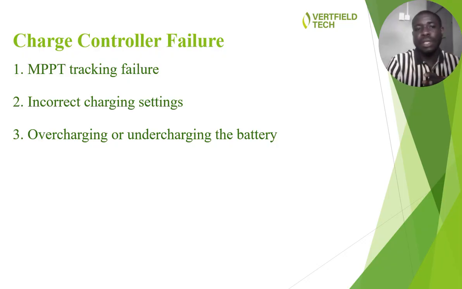So when your solar charge controllers have incorrect charging settings, it could also lead to solar charge controller failures. I hope all of these things are coming in together. When we talk about these incorrect charging settings, it will be on the side of the manufacturer. So that could be a manufacturer's error, a factory error, we could say that. So overcharging or undercharging the battery system.